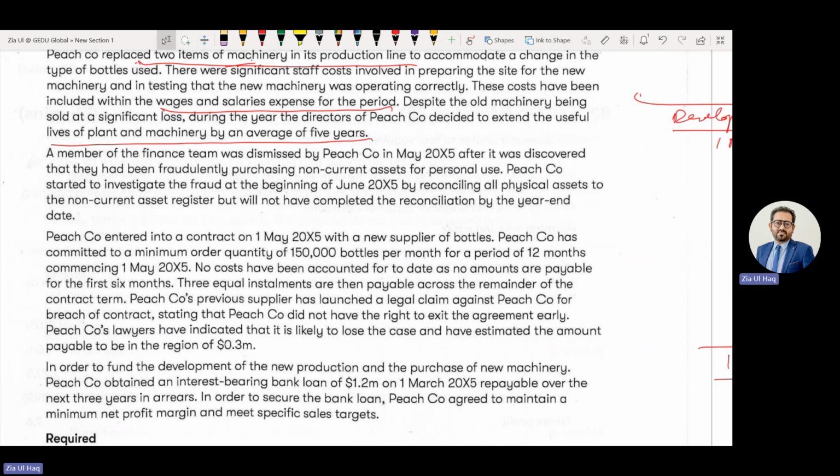There is a discovery of fraud. What fraud they have discovered? Staff was purchasing non-current assets for personal use, and the reconciliation has not been completed. So there could be chances some assets may not exist in the business, but still remain in the record. That could result into overstatement of assets if they do not exist.